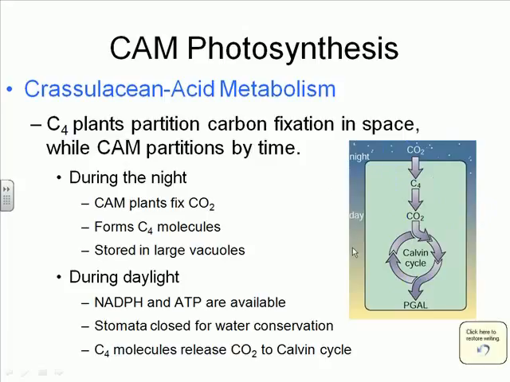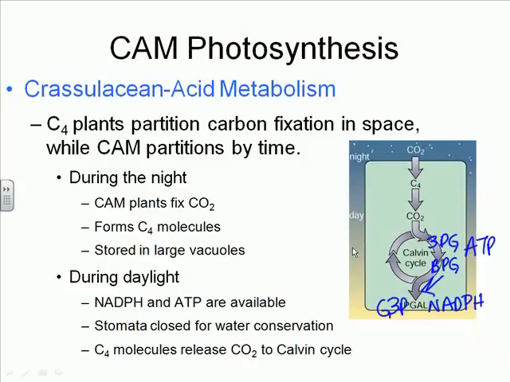But remember, for this to continue, for this 3PG to become BPG, I need ATP. For this to become this, I need NADPH. These came from the light reaction. I need sunlight.